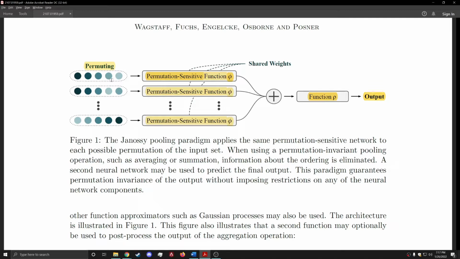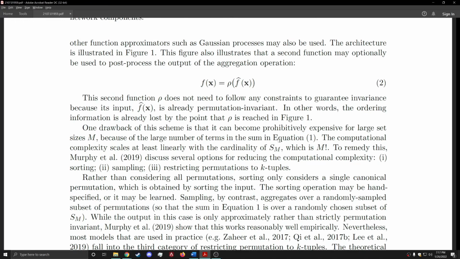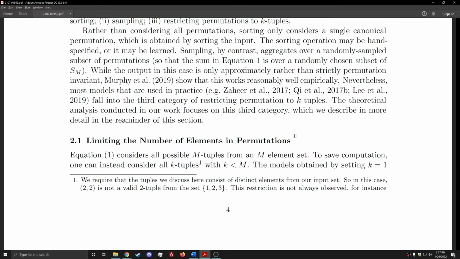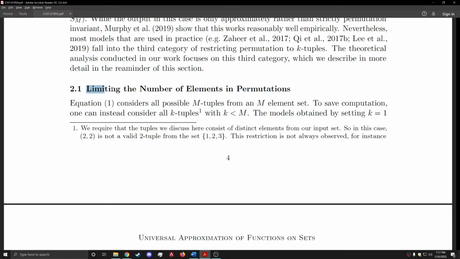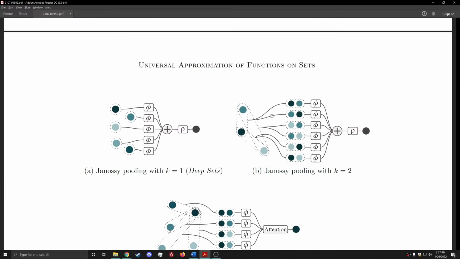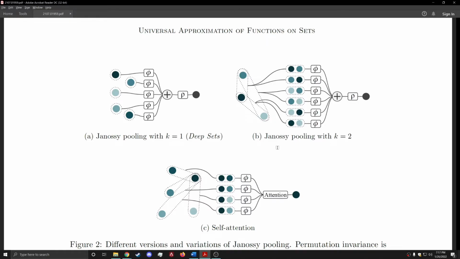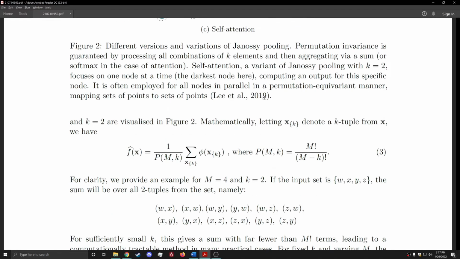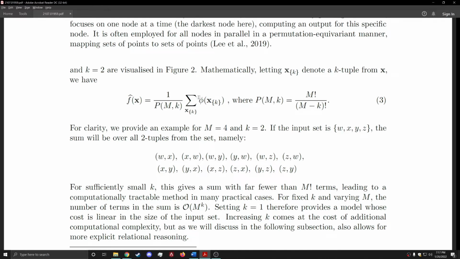You're going to start to worry, is this computationally feasible? There are a few things you can do to make it computationally feasible, such as limiting the number of elements in permutations. This is a great image that I'm going to come back to in just a second. We can think of this as something called k-ary Janossy pooling. We probably don't need to plug in the whole set, just a subset should do.